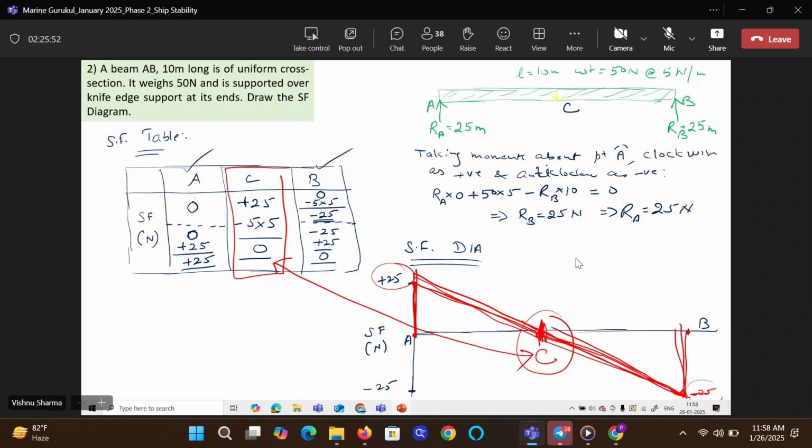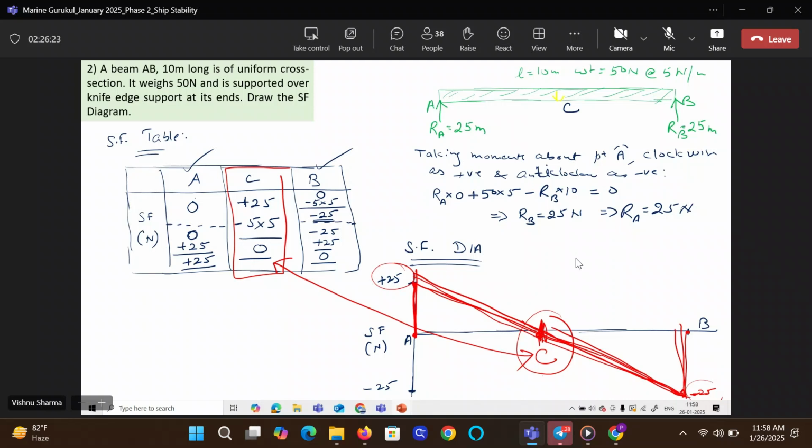The rate of change is a straight line. Why is it a straight line? Because the change was propelled by weight of the beam. Weight of the beam is changing uniformly at a rate of 5 newtons per meter. Therefore, this will be a straight line change. And we get these two identical triangles, one above the x-axis, other below the x-axis. And this red one is the SF diagram for this case. Is it clear, class? Yes, sir.